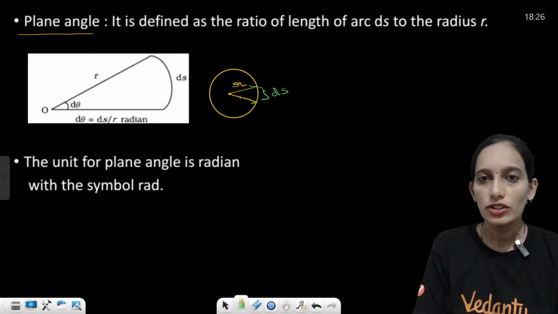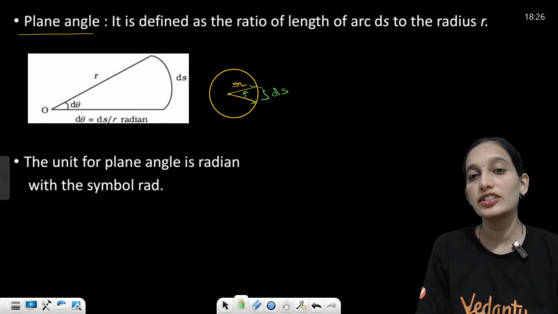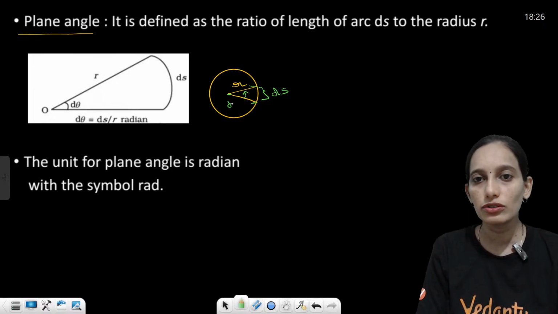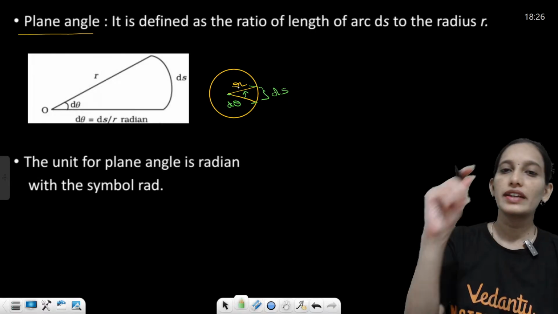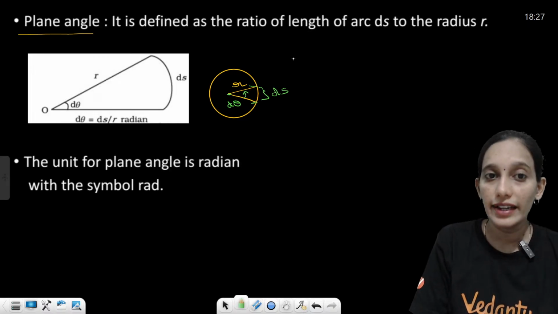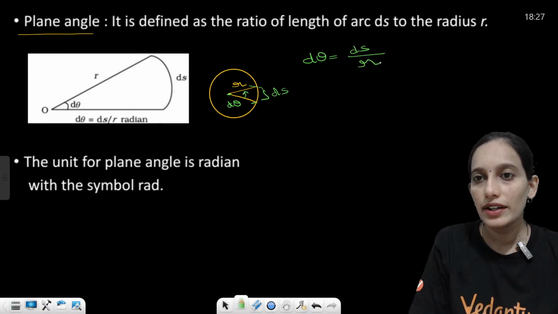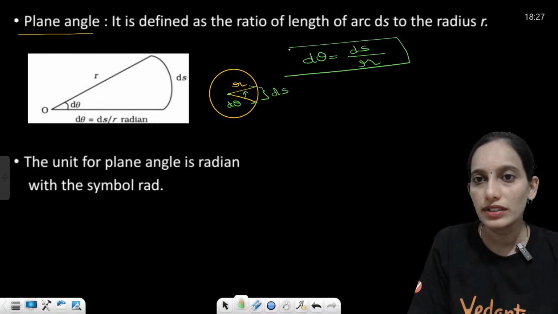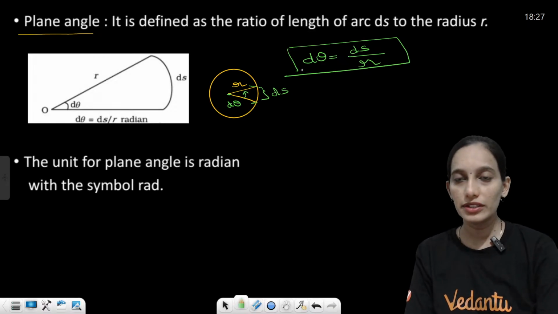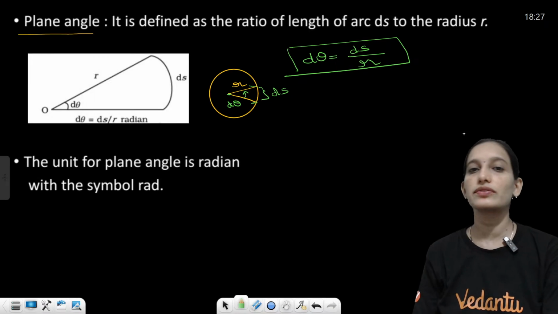We took the arc length. Now what is the angle subtended at the center of the circle by this arc? That is our d theta. So let me write here: d theta is the angle subtended at the center. How have we defined it? d theta is equal to the arc length ds divided by the radius of the circle. That angle is the arc length divided by the radius.